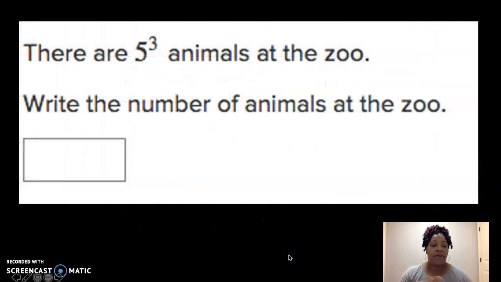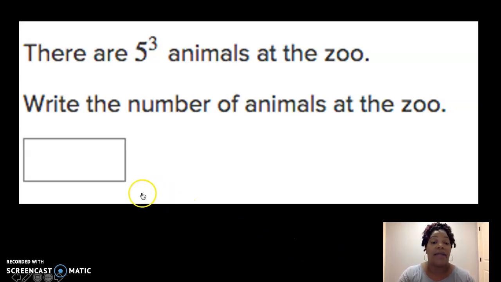Here's another example, which is going to be our final example for this tutorial. It says that there are 5 to the 3rd power animals at the zoo. Let me stop there. Notice that in the problem, this particular exponent is written in exponential form. However, when I read the problem, I had to read it in word form. I actually had to say what I saw. So I said that there are 5 to the 3rd power animals at the zoo. The problem here is to write the number of animals at the zoo. So we have to evaluate this exponent.